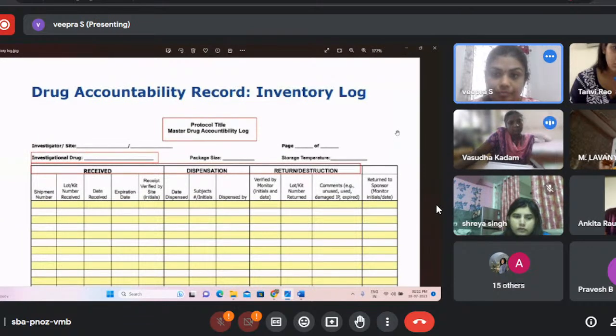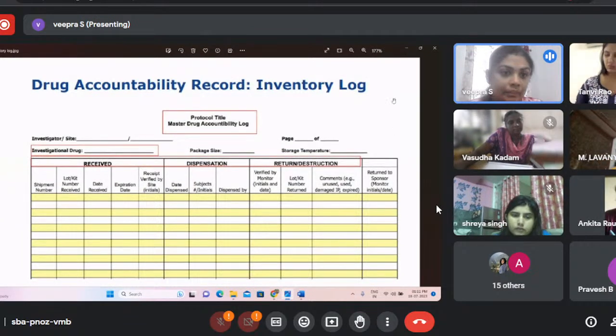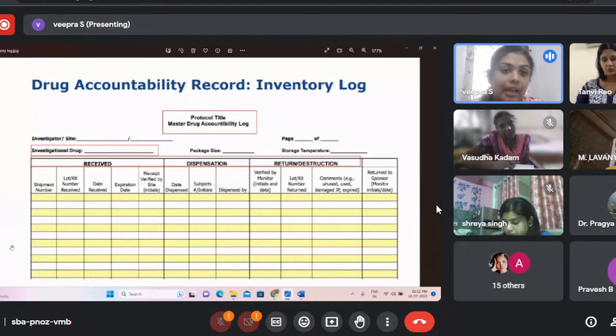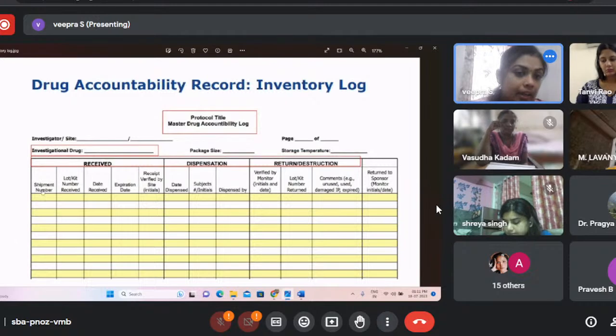Yes, ma'am. Okay, so it will contain some headers like the site details, protocol details, and drug details, and after that there will be a table. In that table, this information has to be provided. The shipment number which is available here needs to be written. It will be a paper document in which we have to write the details.